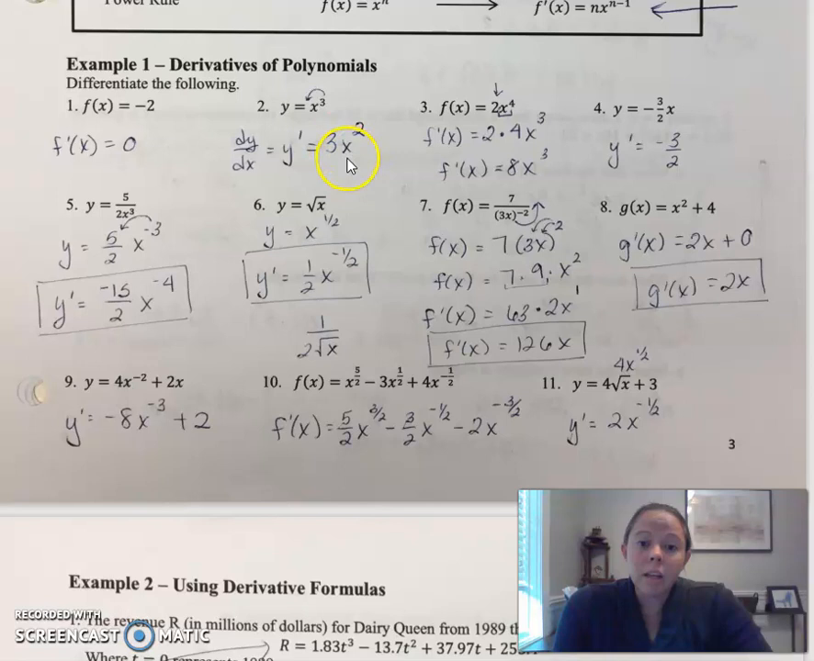If you plug a number in for x, let's say you plug in 2. 2 squared is 4 times 3 is 12. 12 is the slope of the tangent line at 2 on this curve.